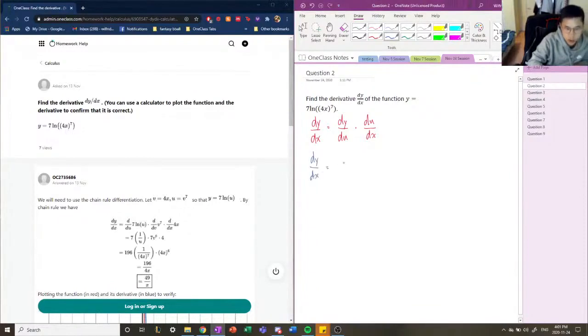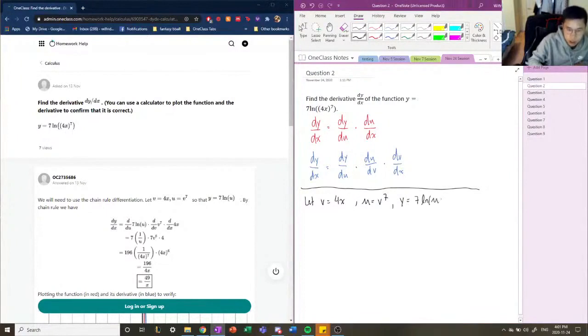So we have to set two variables here. So it will be dy over du times du in terms of dv times dv in terms of dx. Okay, so we're going to need to use two substitution variables, and we're going to need to do a chain rule of compositional functions of three. Okay, so let's say let v equal 4x, let u equal v to the power of 7, and let y equal 7 ln u. Okay, sure.